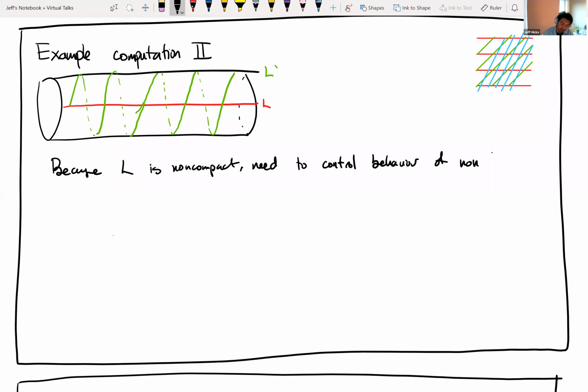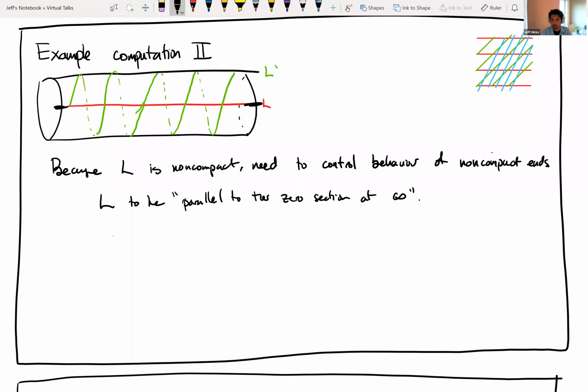So we need to control the behavior of these non-compact ends. We're going to require L to be, maybe in this context, parallel to the zero section at infinity as the requirement for our Lagrangians. We're going to require them to kind of be like the zero section as we go out to infinity.